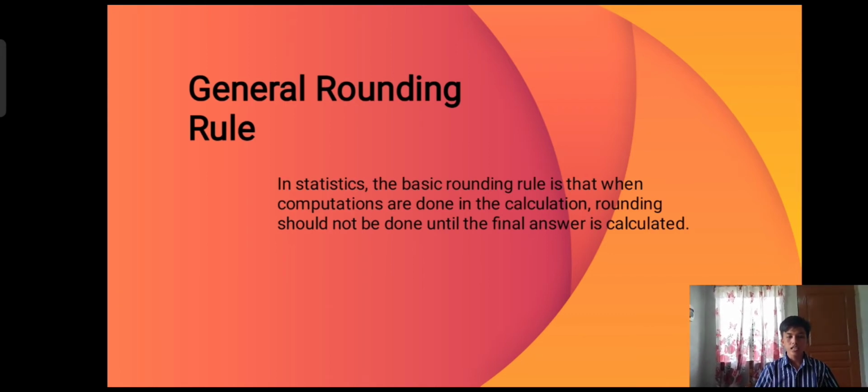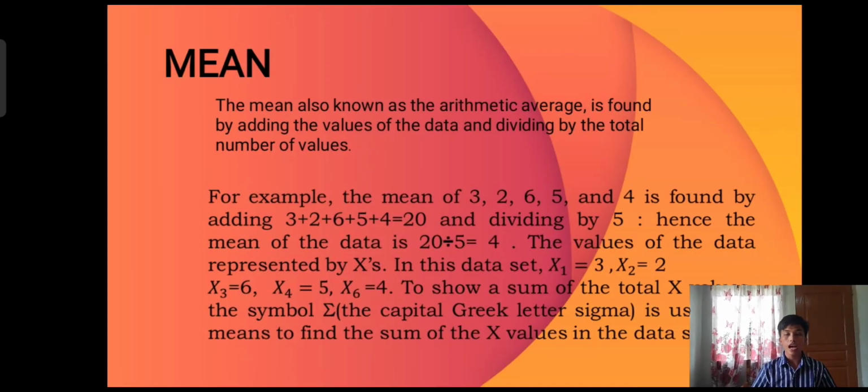And next is the mean. So what is the mean? The mean, also known as the arithmetic average, is found by adding the values of the data and dividing by the total number of values. For example, the mean of 3, 2, 6, 5, and 4 is found by adding all the numbers, which equals 20, and dividing by 5. Hence, the mean of the data is 4, because 20 divided by 5 is 4.